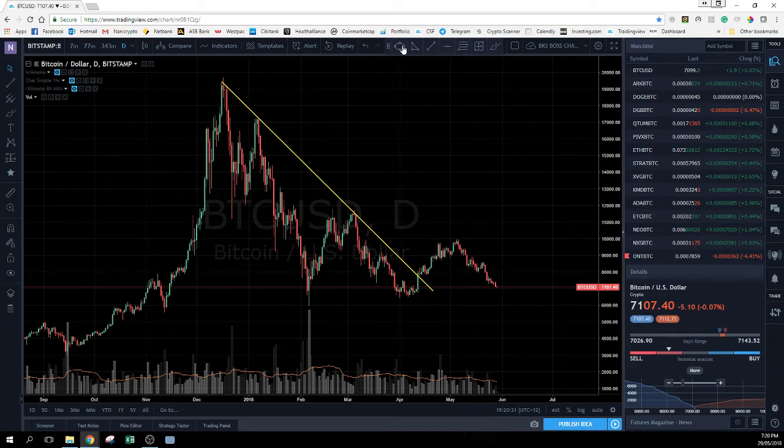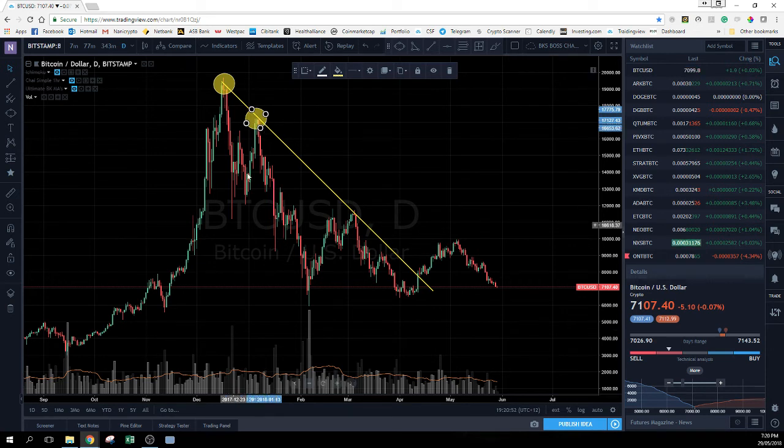Now, right here, we can see that this was our first point, which was when Bitcoin hit 20,000 in December last year. Then we have our second point, which is here, when Bitcoin tried to break what now had become a resistance.